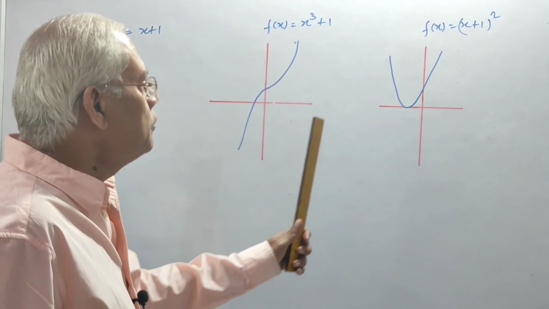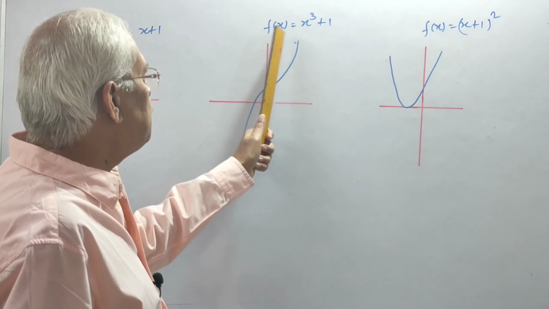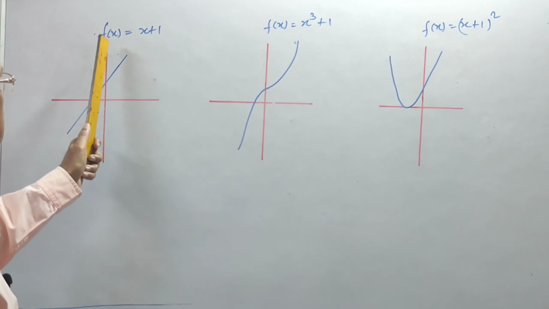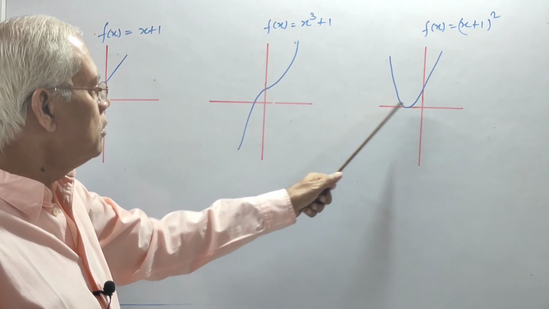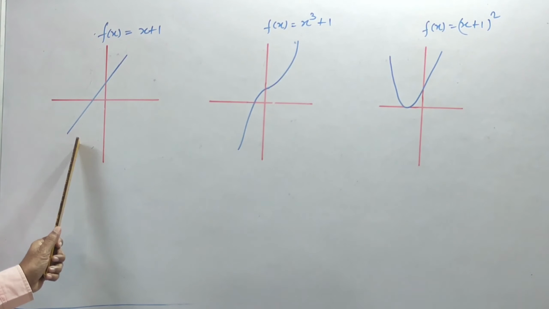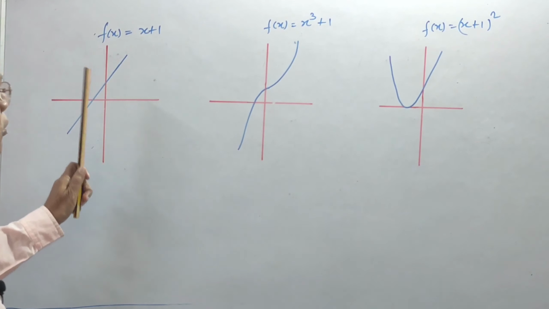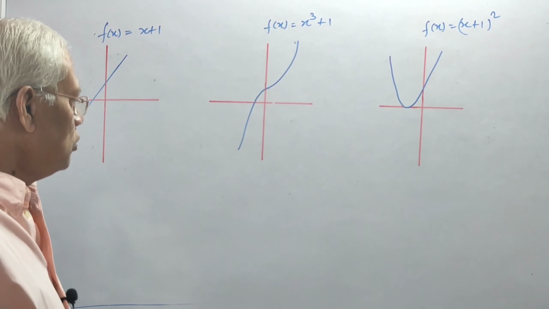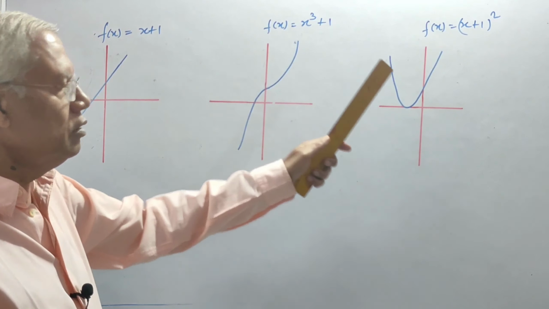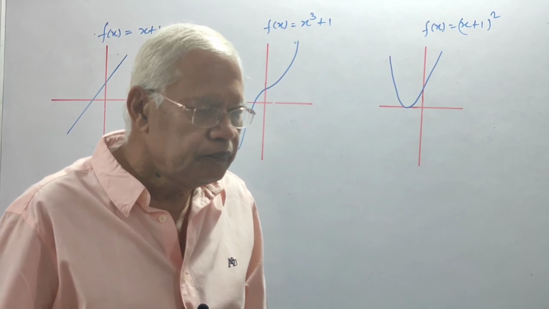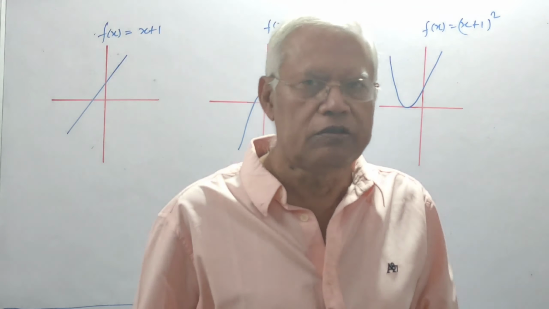So clearly there are so many functions which are neither even nor odd. These are few graphs. f(x) equal to (x plus 1) whole square. This is the graph of f(x) equal to x cube plus 1, and this is the graph of the function x plus 1. Clearly you can see that these three graphs are neither symmetric about y-axis nor symmetric about origin. So these graphs or the functions are the examples of neither even nor odd functions.